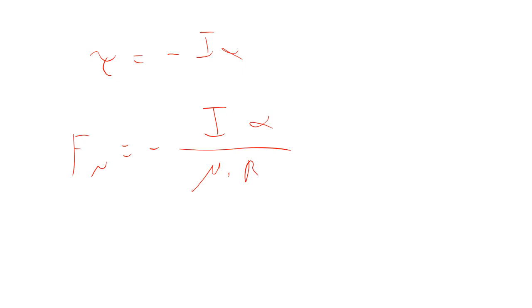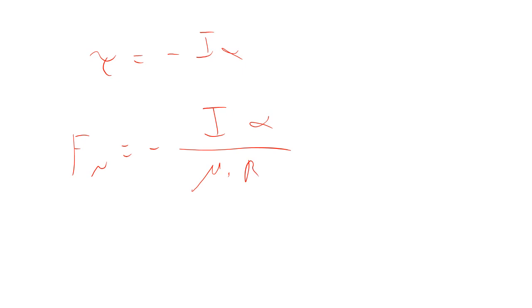Now, we've got the torque. Really, the torque is going to be minus I alpha rather than I alpha because it's slowing down. And so that means that we now have everything. So really, there should have been a minus in here, minus I alpha divided by mu sub k r. So we have all those terms.